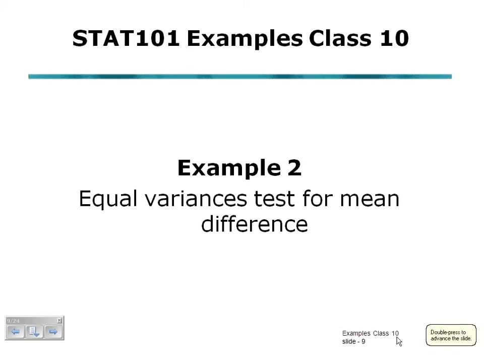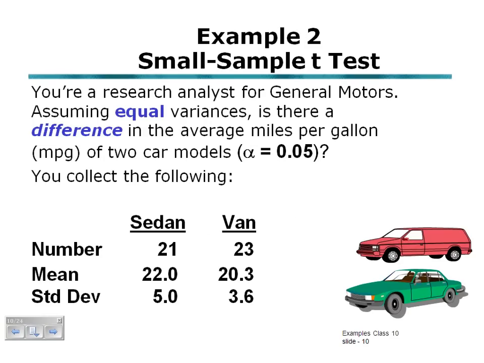This is Stat 101, Examples Class 10, Example 2. Now here we're doing an equal variances test for the difference in means. Our example specifies that we need to do an equal variances test to determine if there is a difference in the average miles per gallon. So this is a mean difference with equal variances.